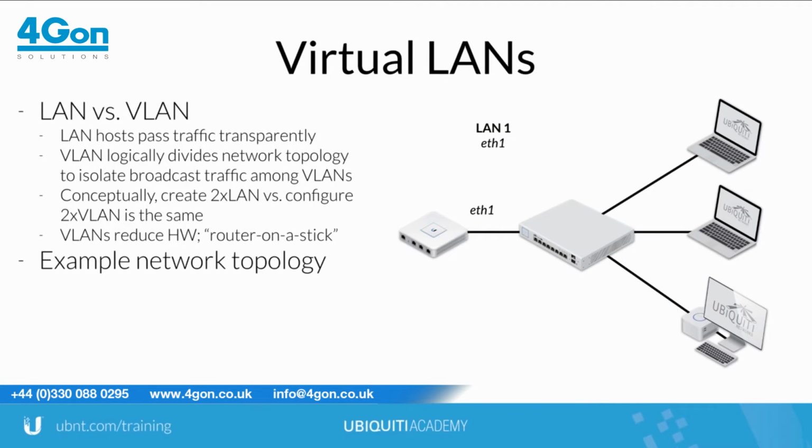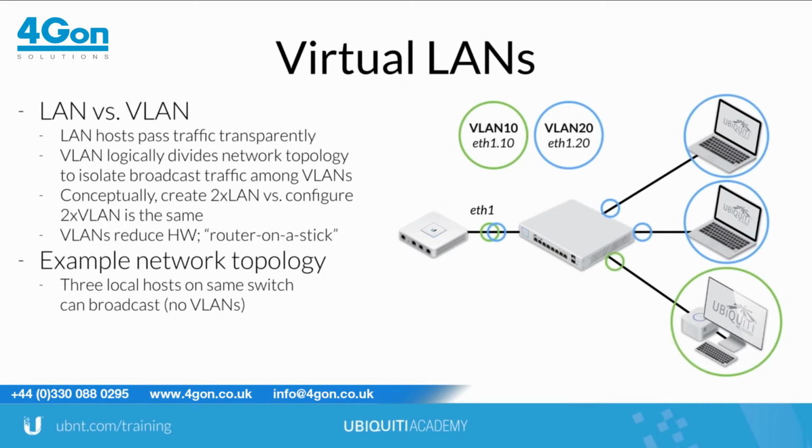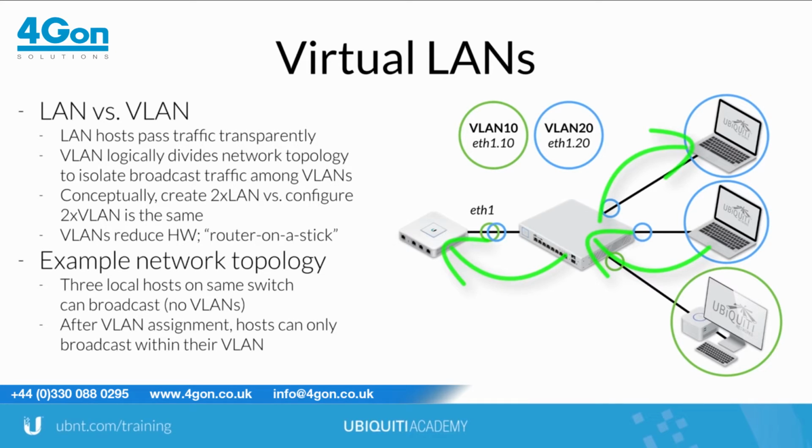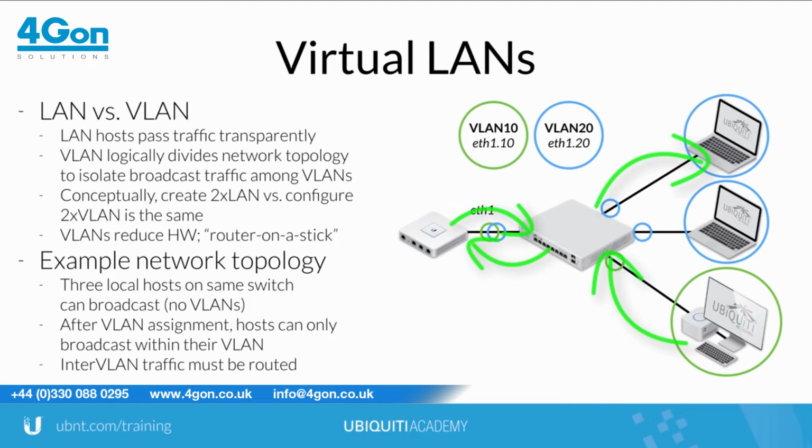In this example, 3 hosts connected to the same switch can reach each other via broadcast. However, once assigned to a VLAN, hosts can only broadcast to other hosts in that same VLAN. InterVLAN traffic, therefore, requires a router or a Layer 3 switch, capable of moving packets between networks.